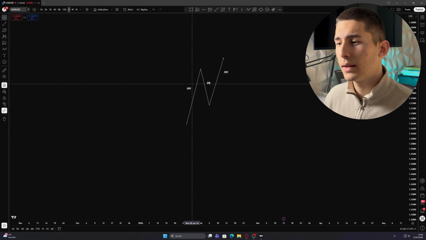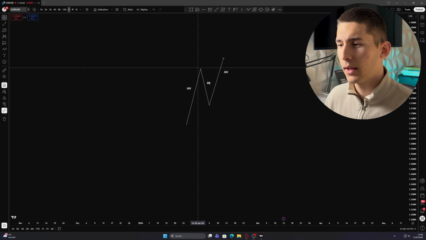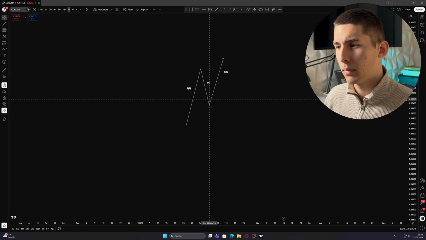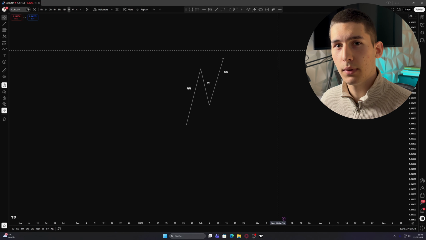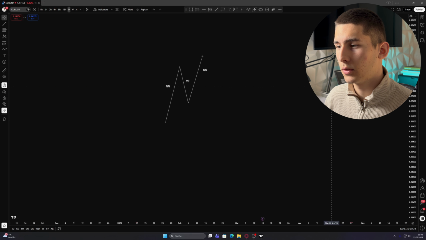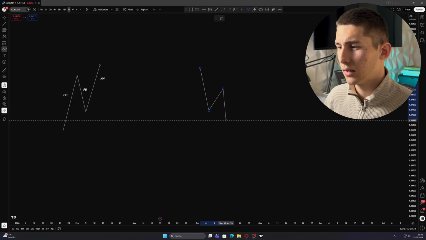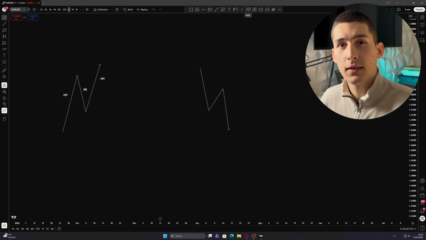If these three directional segments, a higher high, followed by a pullback, followed by another higher high, are created, we now are in an uptrend. On the other hand, what defines a downtrend? Well, it is basically the same.